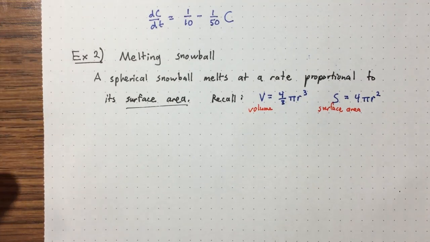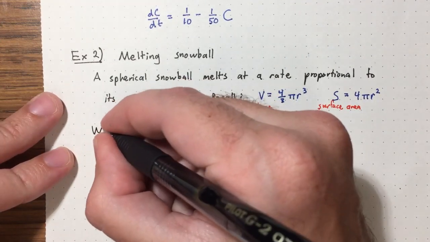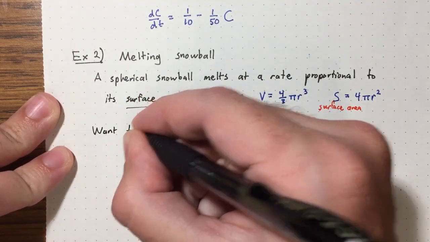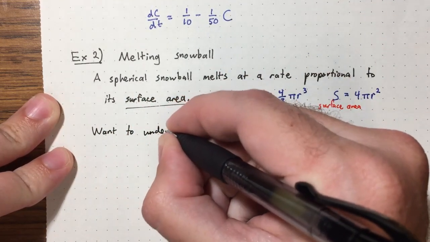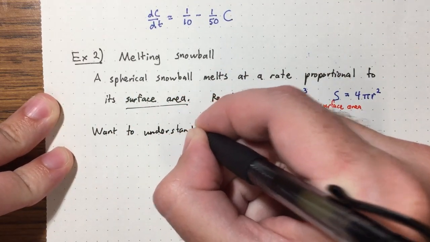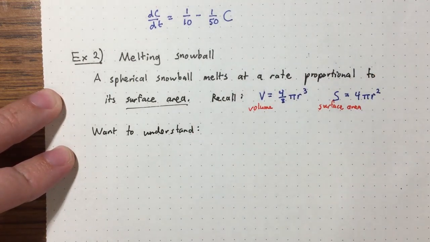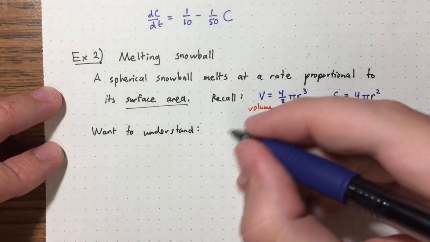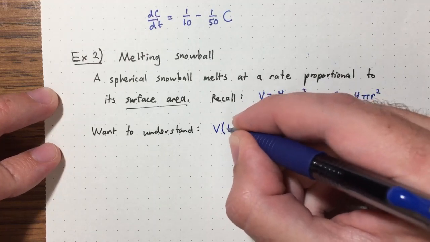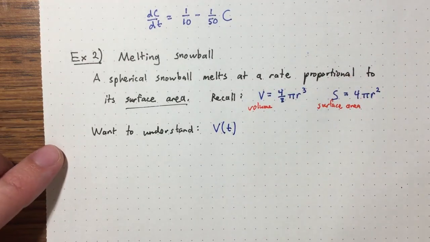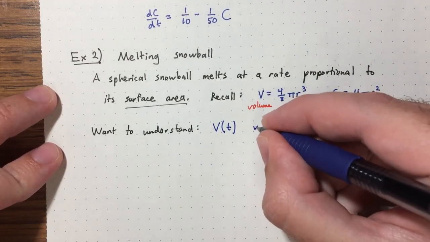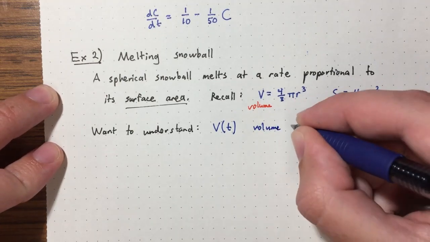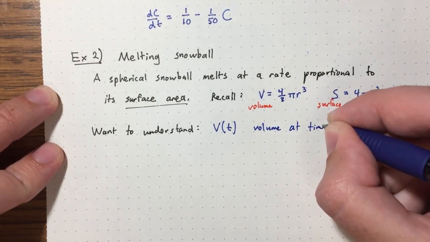Okay, and what would we like to understand? We want to understand how fast the volume of the snowball is changing with time. So how fast is it melting, essentially? This is the volume at time t.